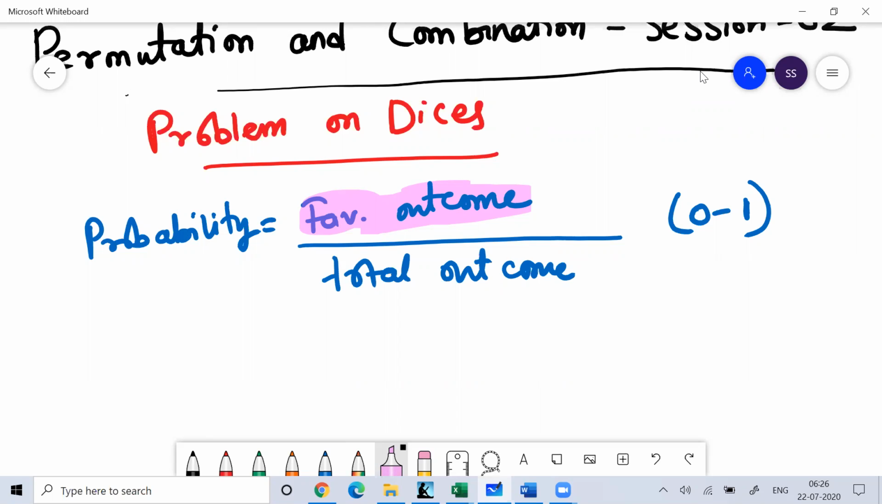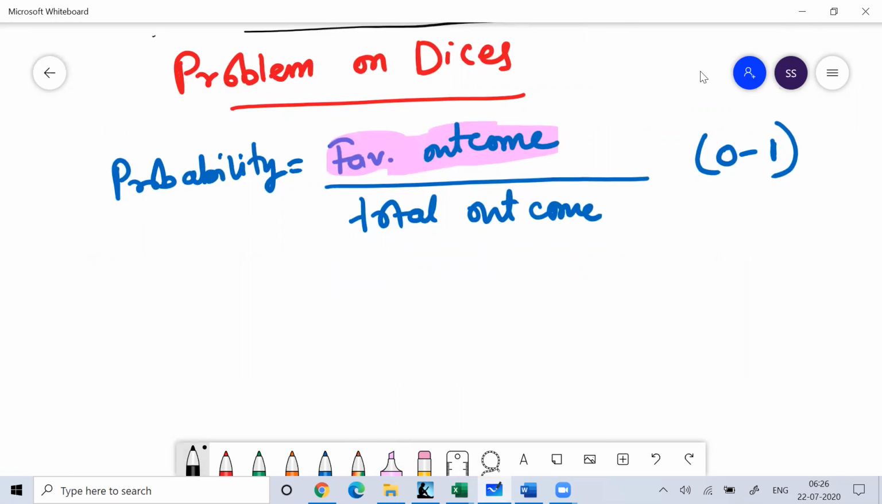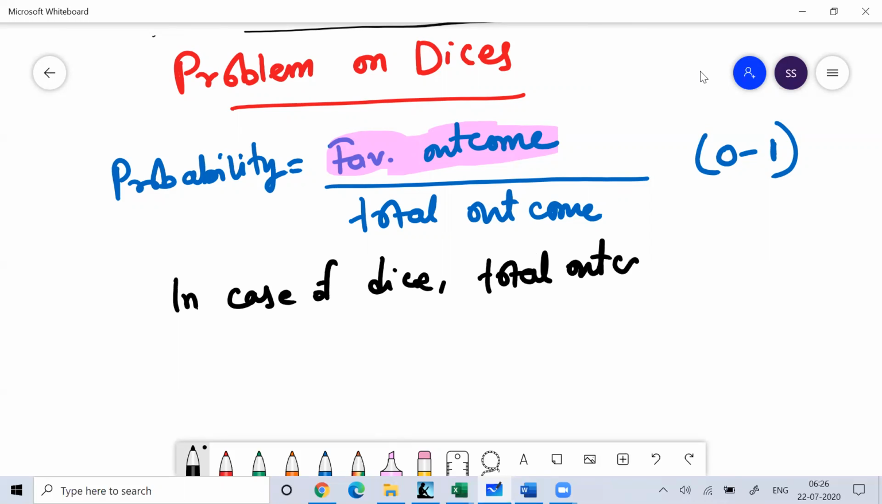Okay, so talking in the context of dice, I believe you are clear with the fact that in the case of dice, the formula of total outcome is 6 to the power n. So if two dices are there, then the total outcome would be 36. If three dices are there, then the total outcome would be 216. If four dices are there, then the total outcome would be 1296. So we are clear with the fact.